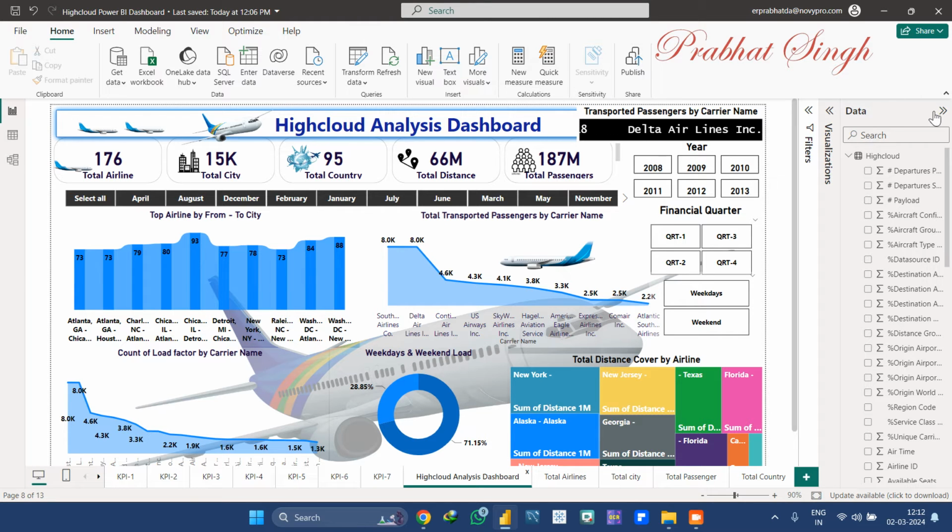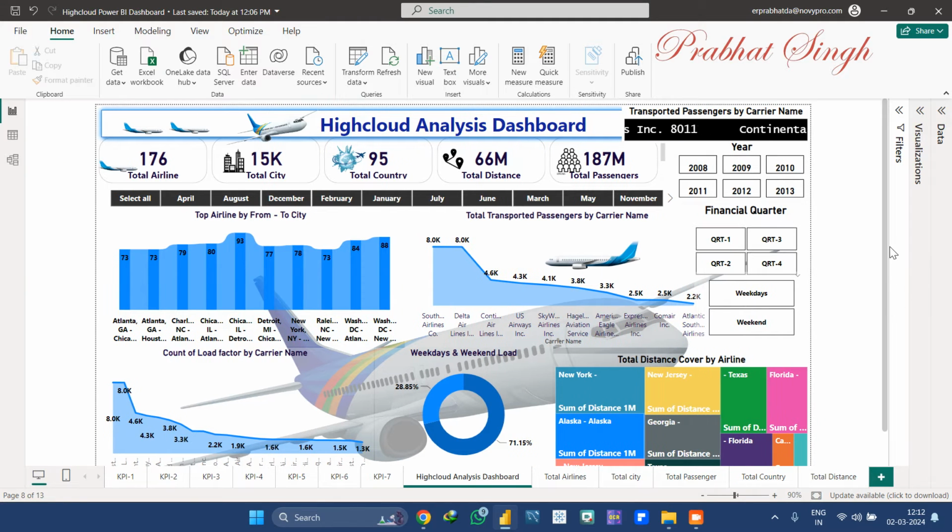Hello all. Today I am explaining the Highcloud analysis dashboard. The first cards show the total airlines, then total cities, total countries, then total distance traveled, then total passengers.